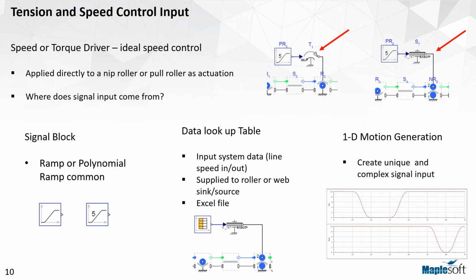Lastly, if you have a very unique or complex signal input to your machine, you could always use what we call the 1D motion generation app. And this creates a unique or complex signal output.